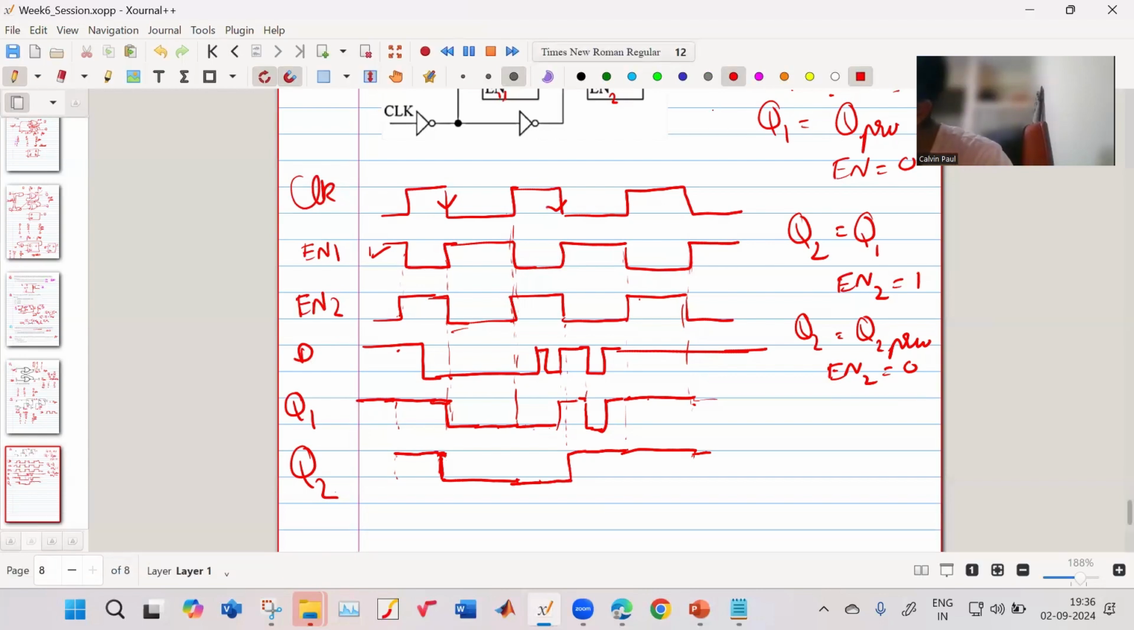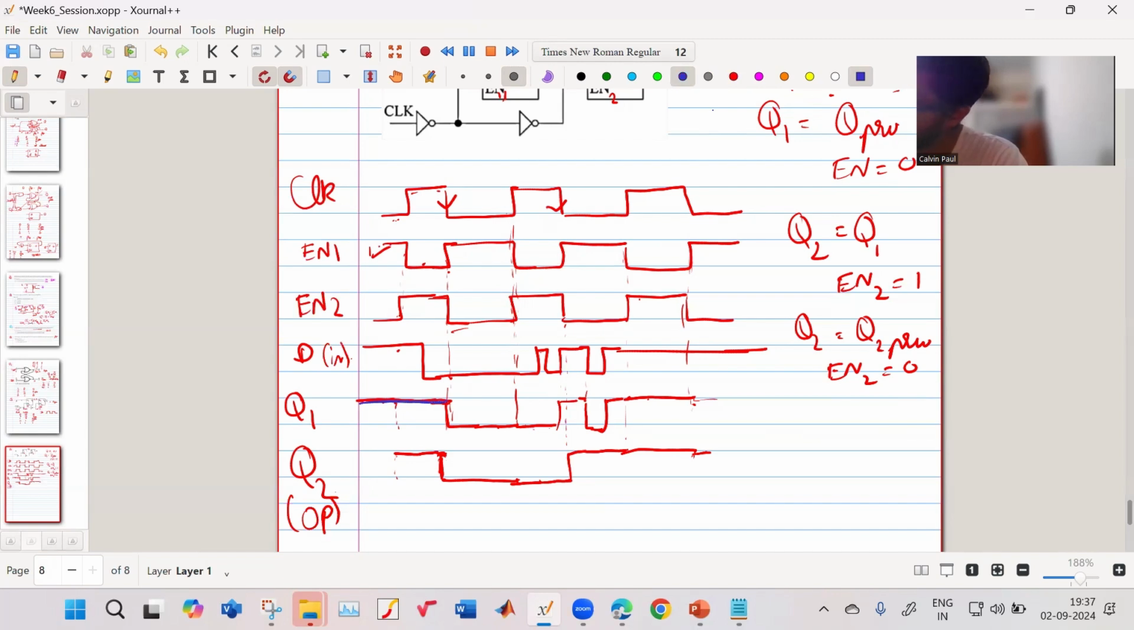So now, let me repeat what is happening. When the clock is high, enable 1 is low, enable 2 is high. D is my input and Q2 is my output. Let us say at this instant, enable 1 is high, it has some value. Clock goes high, enable 1 is disabled and enable 2 is enabled. When enable 1 is high, the D input comes as Q1. When enable 1 is low, it will hold on to the previous value. So it will go on holding like this.